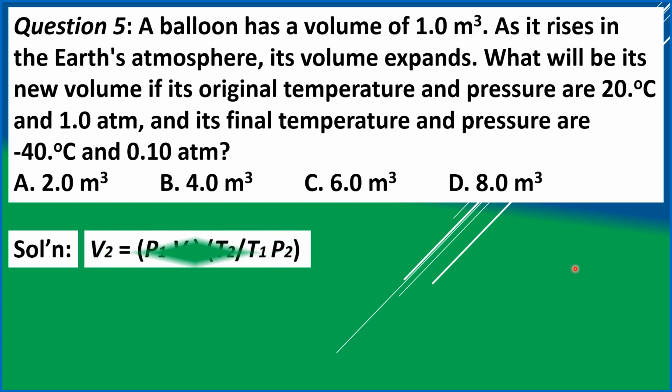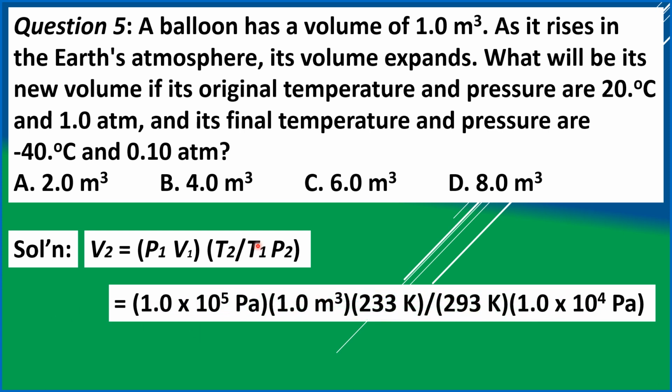The solution to this problem is applying the formula of the combined gas laws, right? And since we're looking for the final volume, V2, we simply multiply the initial pressure by the initial volume and the final temperature, which must be in Kelvin. Then divide the whole thing by the product of the initial temperature, also must be in Kelvin, and the final pressure P2.